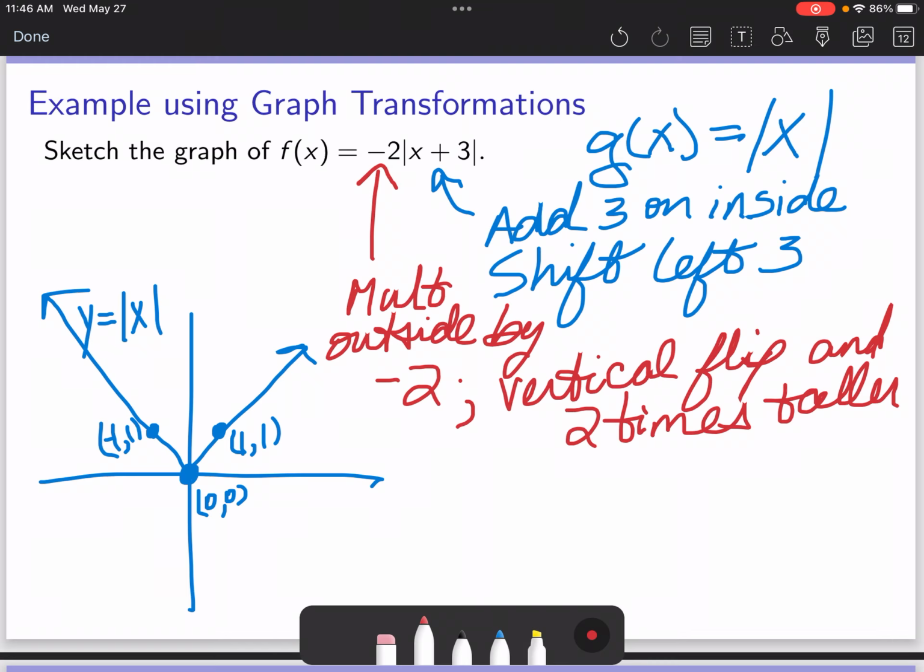We go left 3, 1, 2, 3, and then flip over the x-axis because it's a vertical flip. So we do contain the point negative 3, 0. The point 1, 1 goes left 3 to 0, 1, negative 1, 1, negative 2, 1, flip over the x-axis to negative 2, negative 1, and then it's twice as tall. So we're at the point negative 2, negative 2.